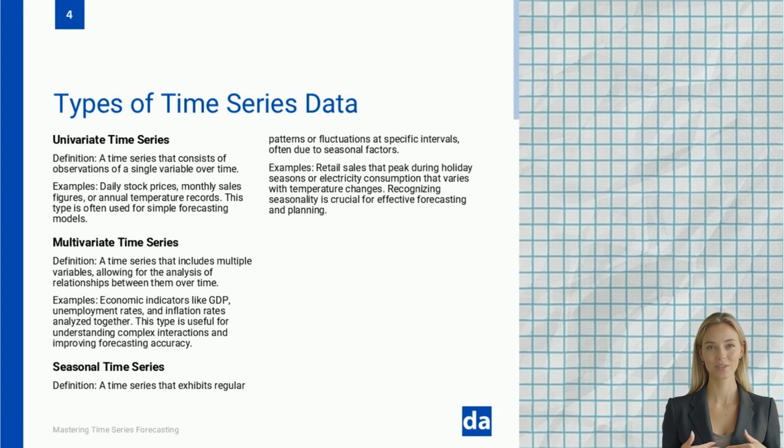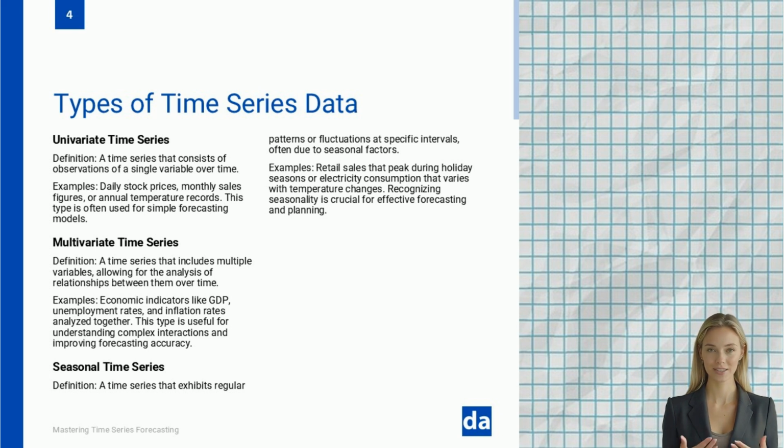Lastly, we have seasonal time series. These time series exhibit regular patterns or fluctuations at specific intervals, often influenced by seasonal factors. Examples include retail sales that peak during holiday seasons or electricity consumption that varies with temperature changes.